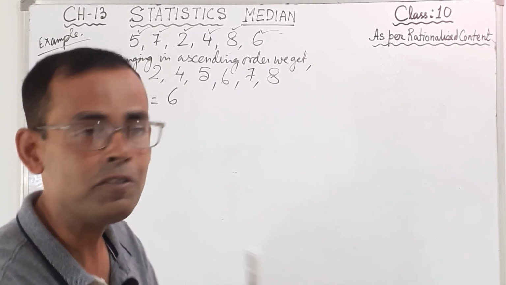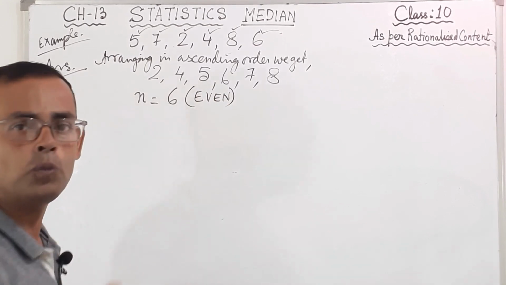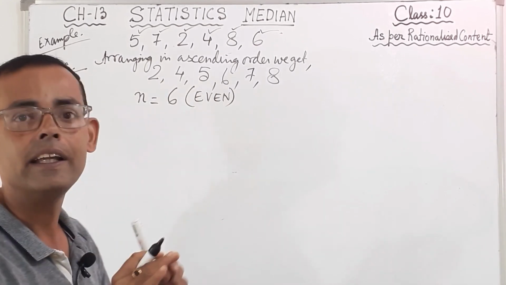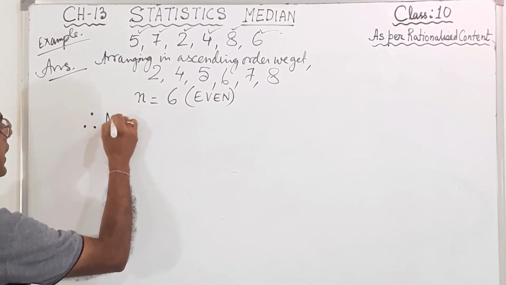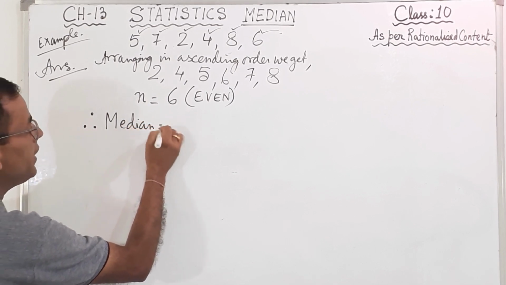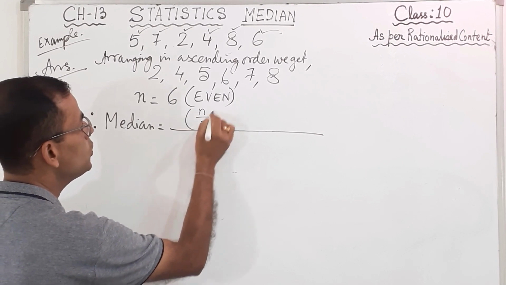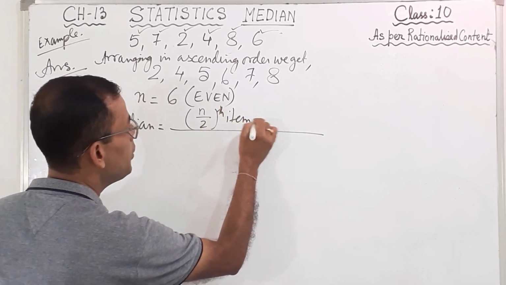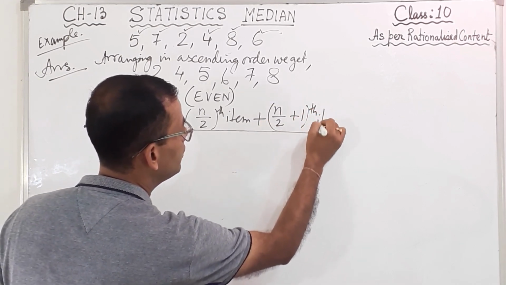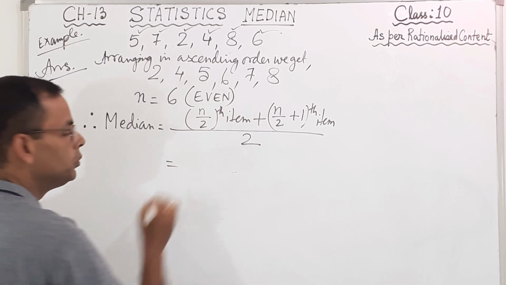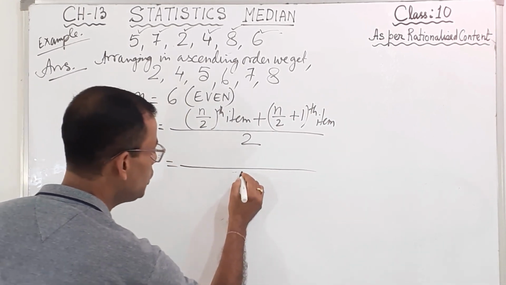It is even. So when it is even, the formula to find out median is different. Okay, so what is the formula? Formula is median is equal to, एक लाइन ड्रॉ करेंगे और ऊपर में लिखेंगे n by 2 th item plus n by 2 plus 1 th item divided by 2. ठीक है, तो अभी इसको फिर से लाइन ड्रॉ करेंगे, 2 लिखेंगे.